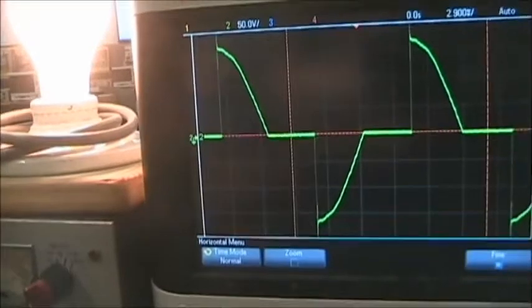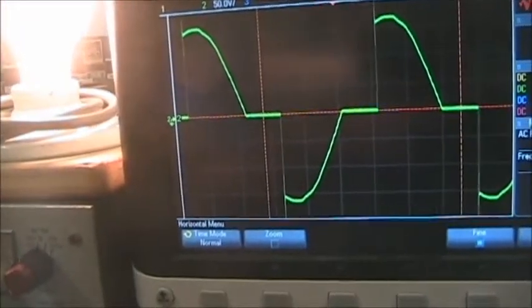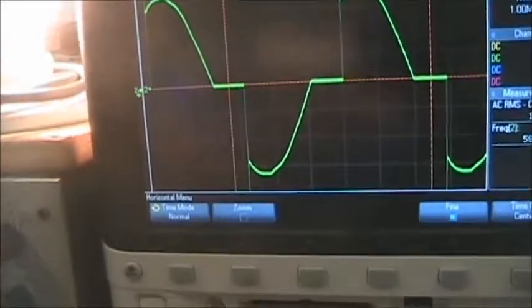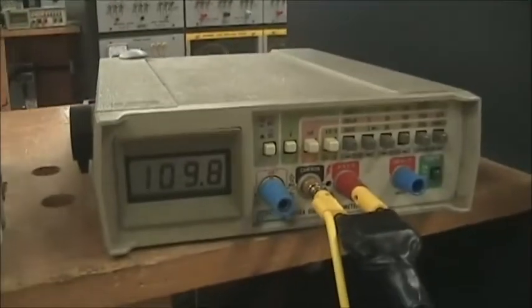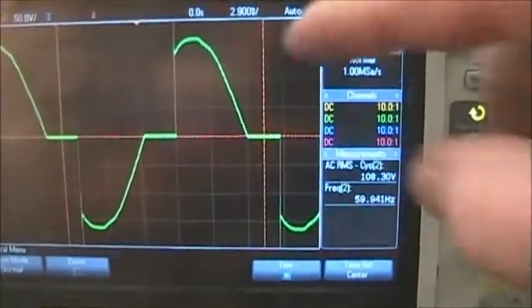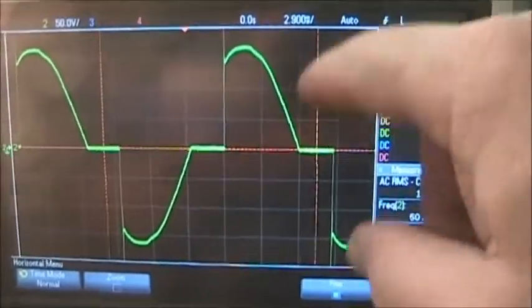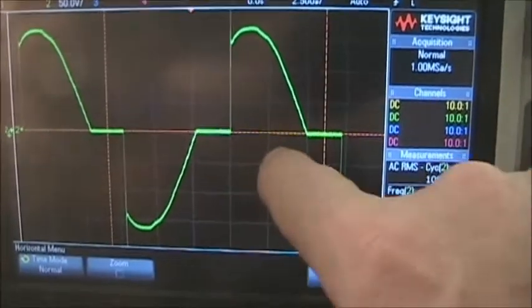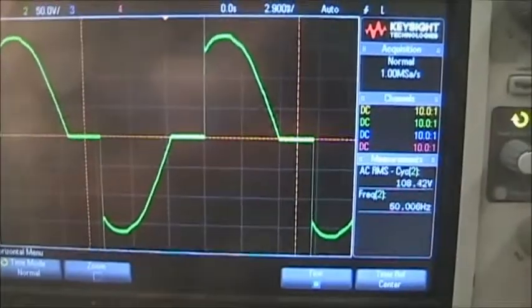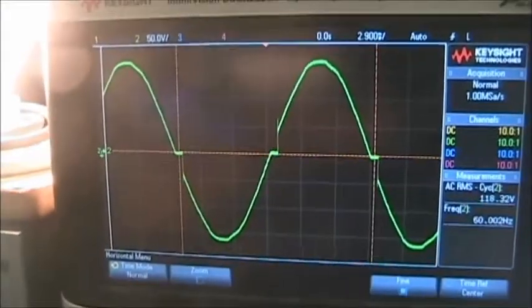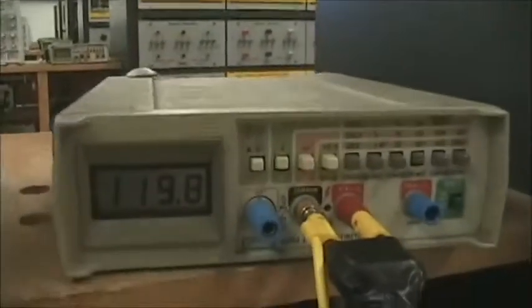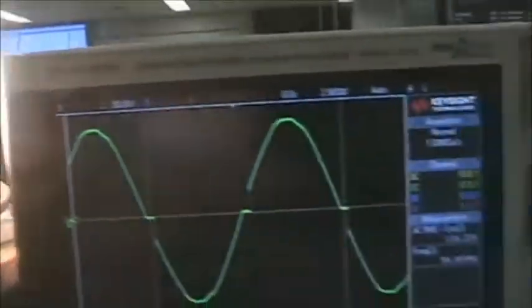If I continue to adjust to 2/3 of the signal, so now I've got 2/3 positive and negative, I'm at 109.8. Remember, RMS value is related to peak value, so even though this is only 2/3 of the signal, this contributes less to the RMS. And then finally we'll go to maximum, and we'll see 119.8 volts, which is equivalent on the lamp. Pretty bright.